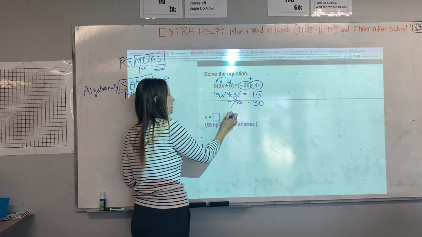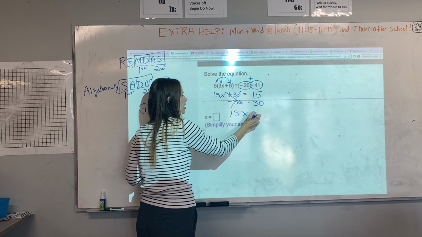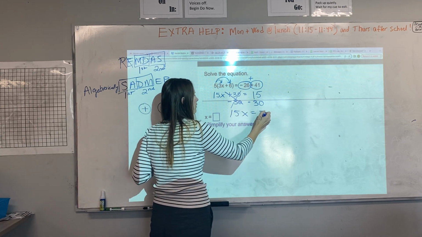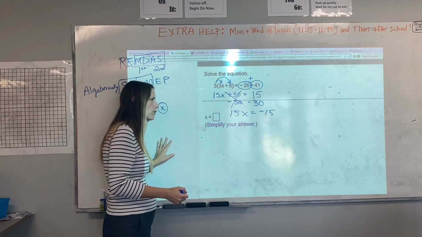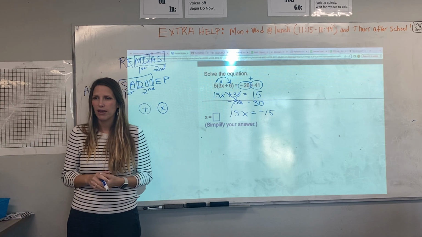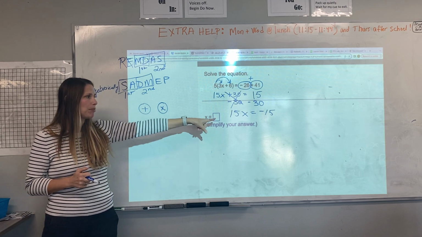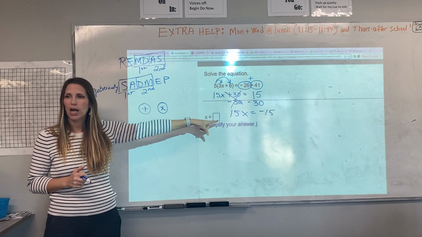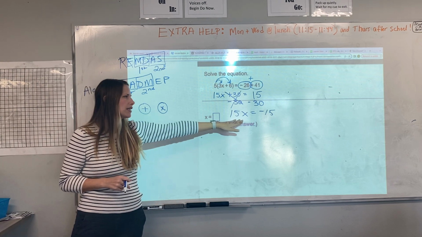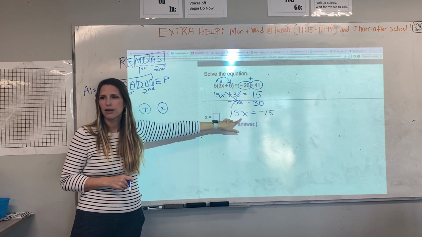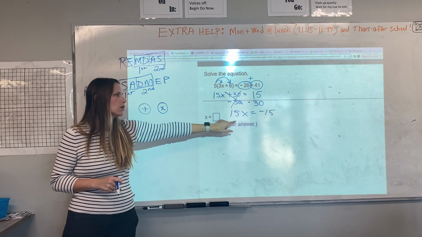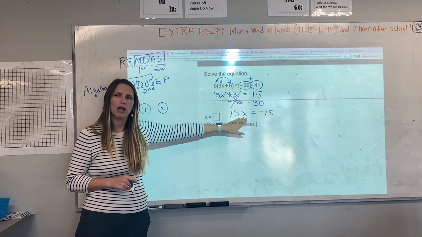Now I have 15x is by itself, so it's getting simpler, and then I have 15 minus 30, which is negative 15. Now, x is still not by itself, but it's much closer. We're halfway there. Melanie, what is happening to x right now? What operation do you see that x is involved with here? When 15 is next to x, do you know what operation that is?